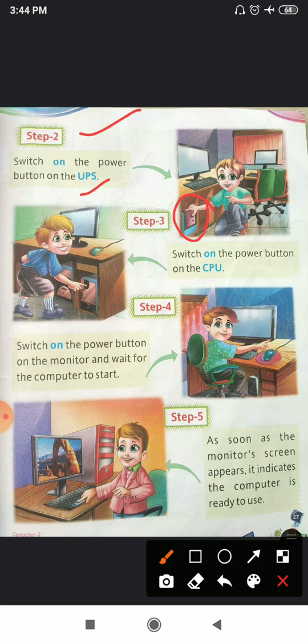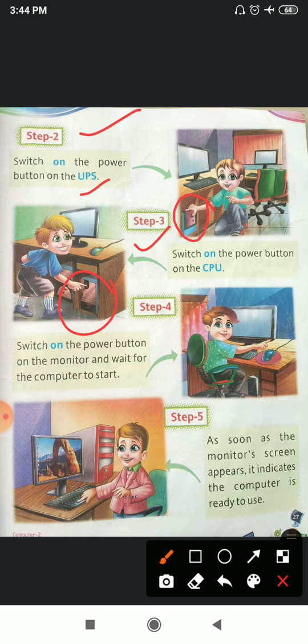Okay, so step 2, what you have to do, you have to switch on the power button on UPS. Now step 3, switch on the power button on CPU. CPU is also there, which is connected to the computer and it is part of the computer. So what you need to do is you need to switch on the power button of CPU also.